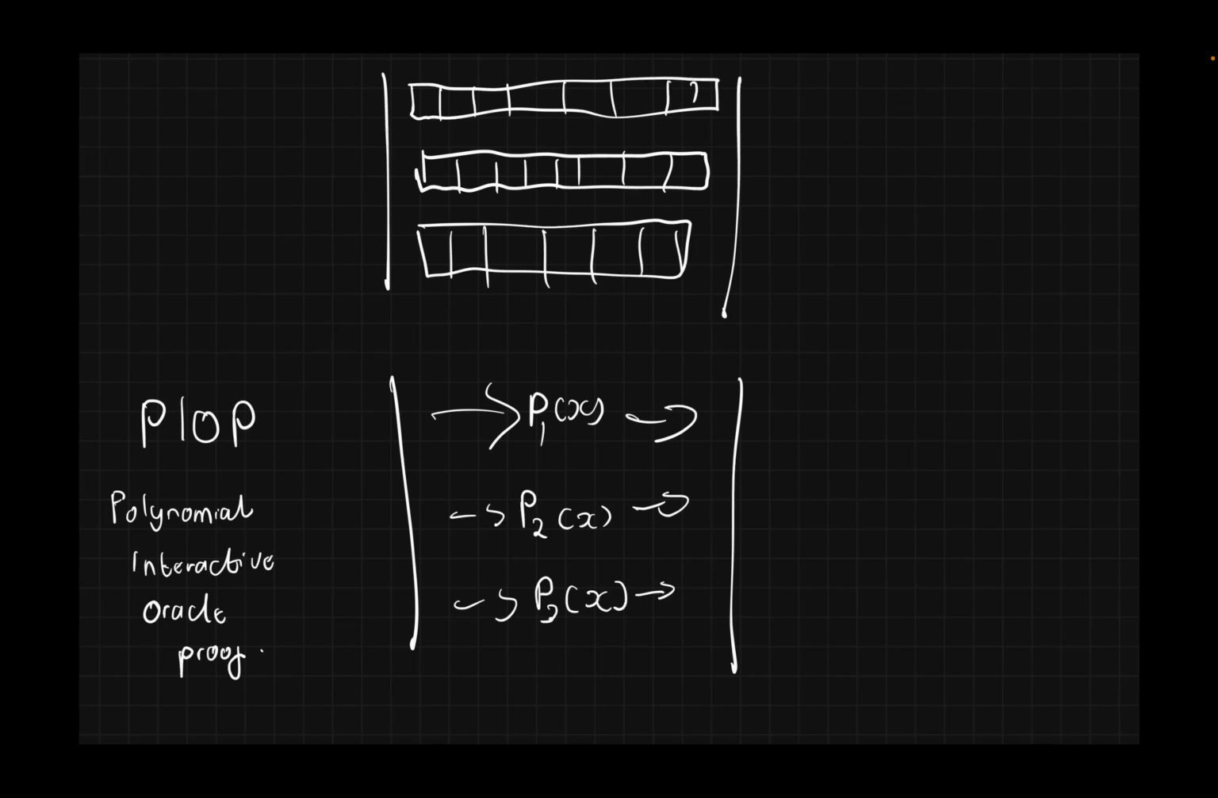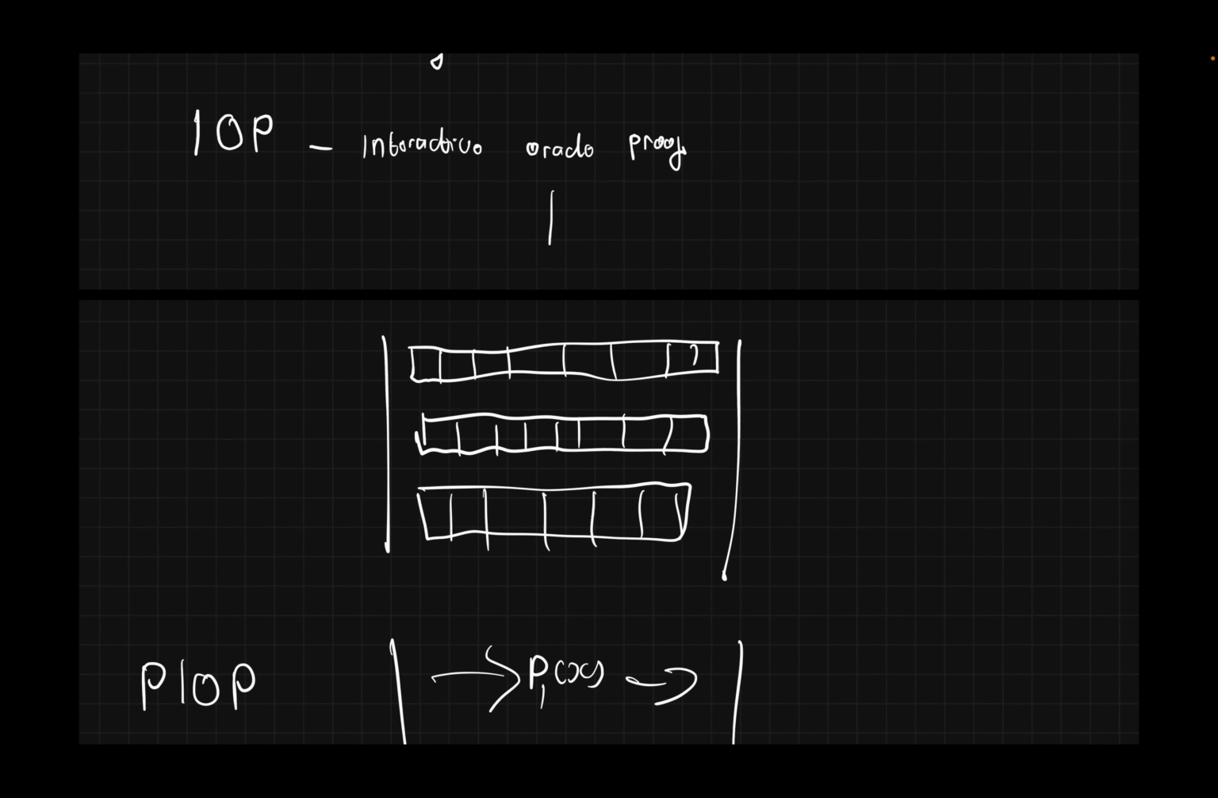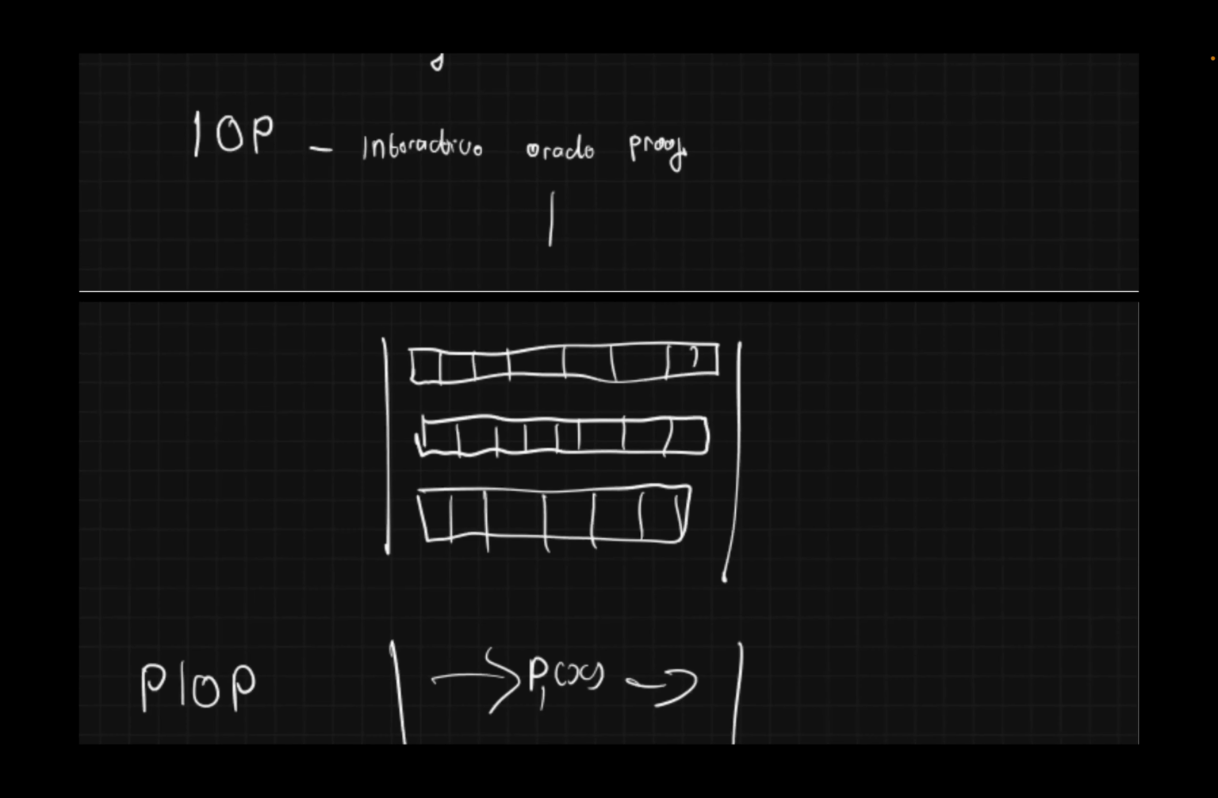Because now this is a polynomial IOP. This is no longer a vector. So there's a degree component that exists here. Does that make sense? So that's why you have to use a PCS instead of just a vector commitment. You need to use a polynomial commitment scheme.